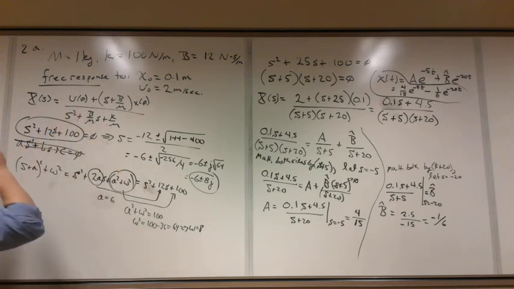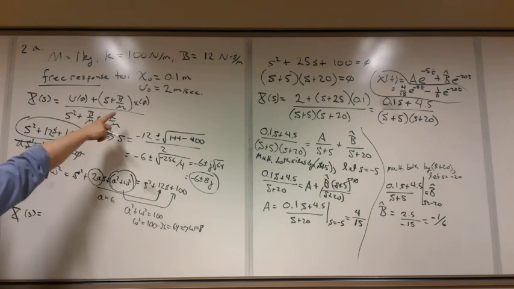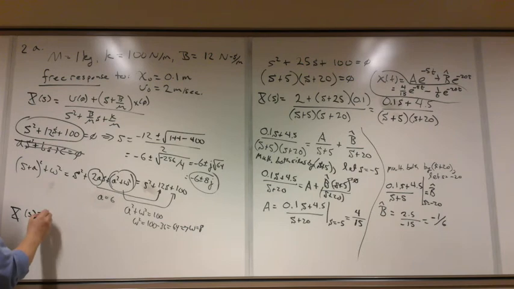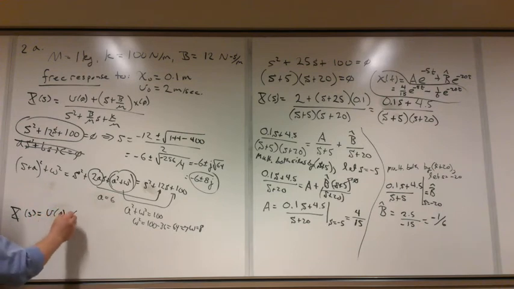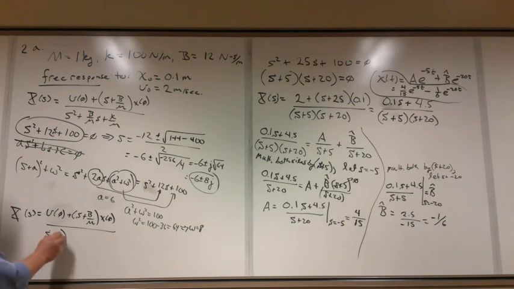V of 0 being 2, b over m being 12 times 0.1. Let's just write it as this. X of s is equal to V of 0 plus s plus b over m, x of 0, all divided by s plus 6 squared plus omega squared.